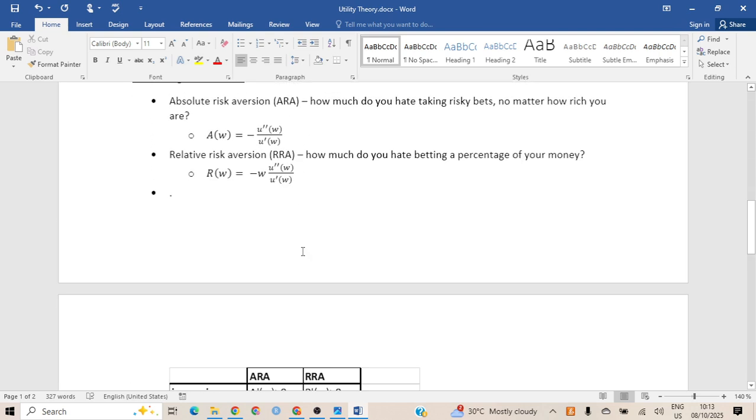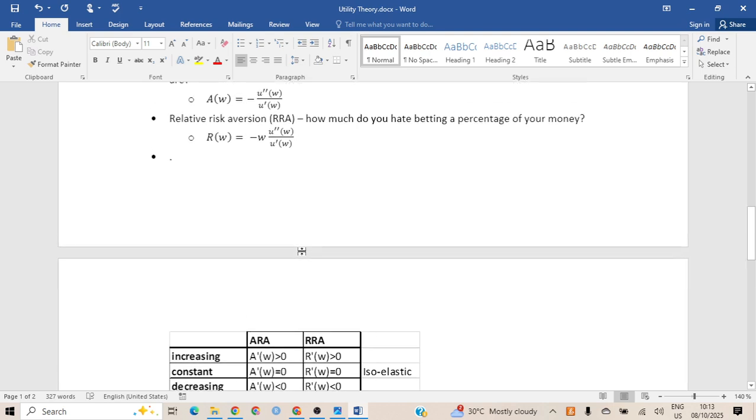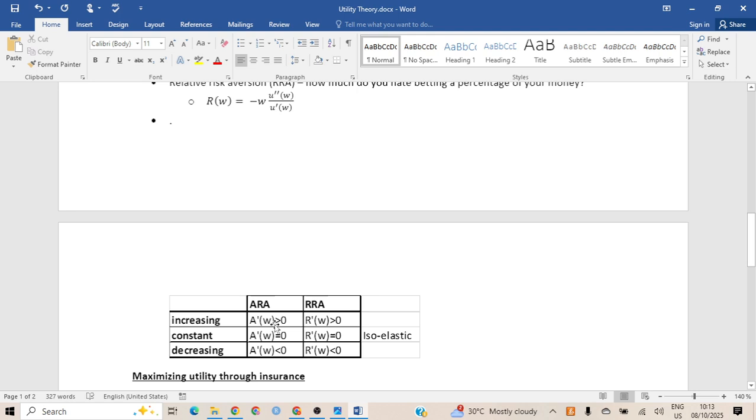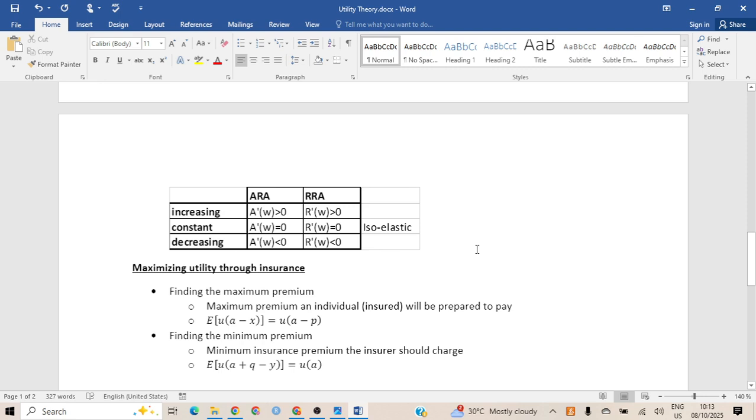So we also have the derivatives of ARA and RRA. ARA is increasing if its first derivative is greater than 0, constant if it is equal to 0 and decreasing if it is less than 0. The same explanation can be given to RRA. And one important thing to notice is isoelasticity, which is something the examiner usually asks. Isoelasticity is just constant elasticity, and this happens when the RRA is constant.